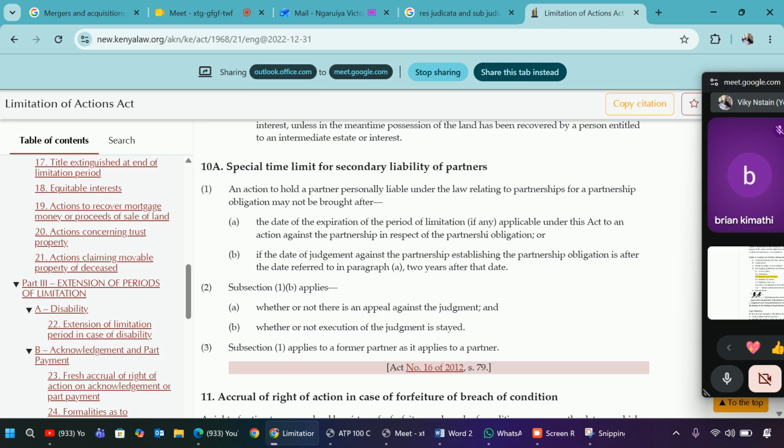because subsection 1(b) applies whether or not there is an appeal against the judgment and whether or not execution of the judgment is stayed. Subsection 1 applies to a former partner as it applies to a partner. Remember, this is a key provision, and the same will be applicable in our analysis of the LLP Act, General Partnership Act, and the Companies Act. Okay, these are very critical parts, and we have not discussed the same.